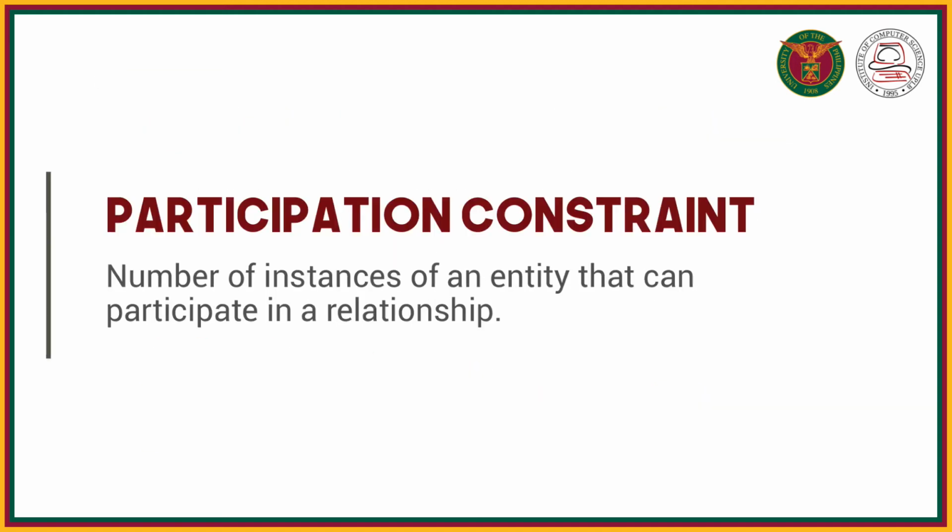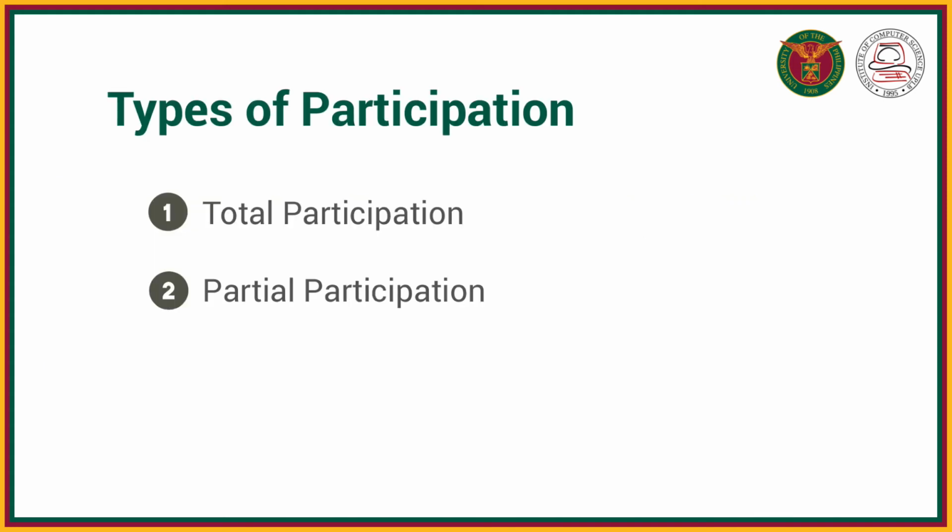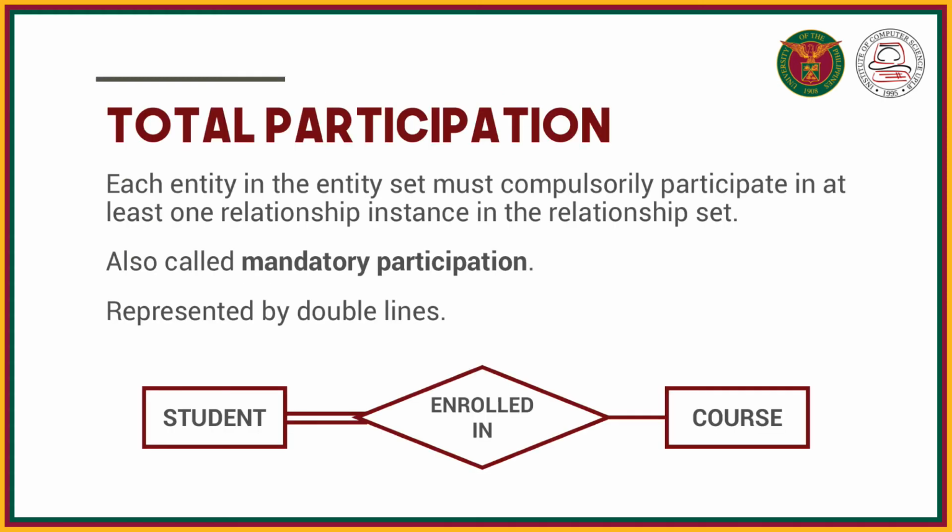Next, we have participation constraint. This is the number of instances of an entity that can participate in a relationship. We have two types of participation constraints, the total participation and partial participation. In total participation, each entity in the entity set must compulsorily participate in at least one relationship instance in the relationship set. Meaning, required yung entity to have a participation in the relationship.